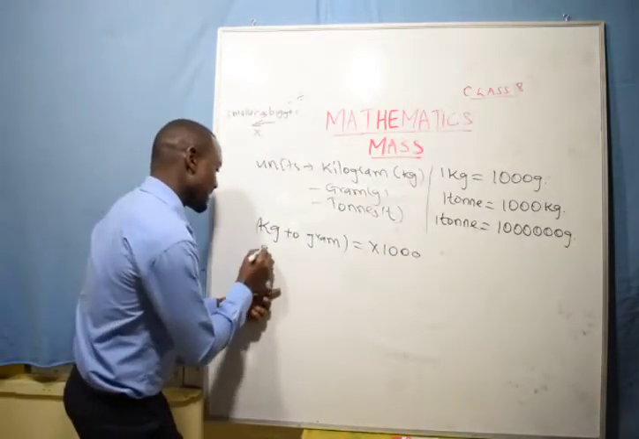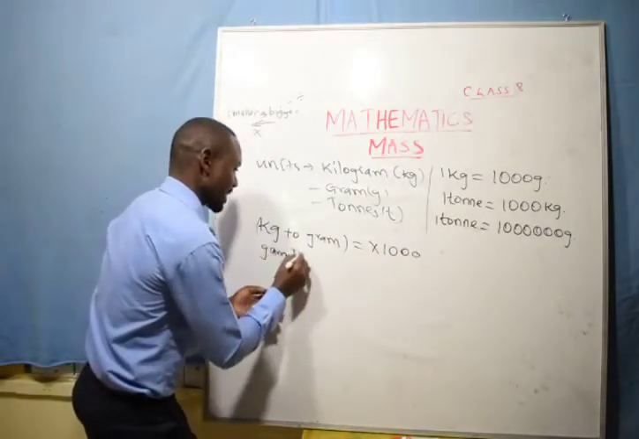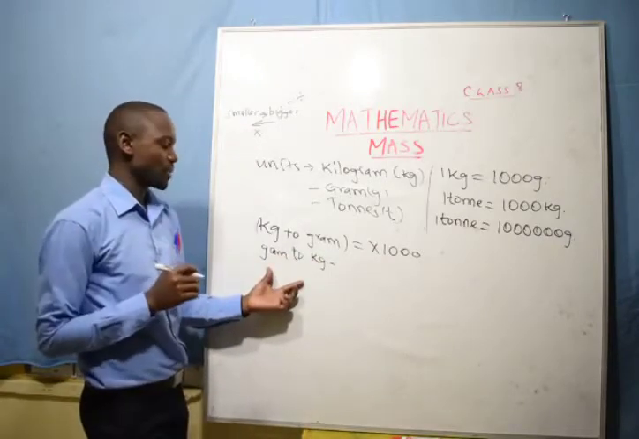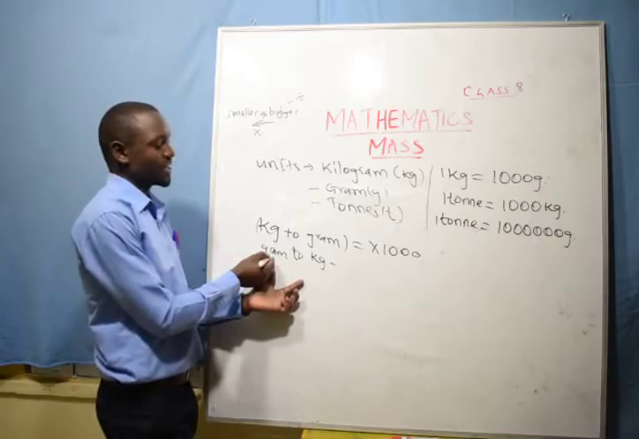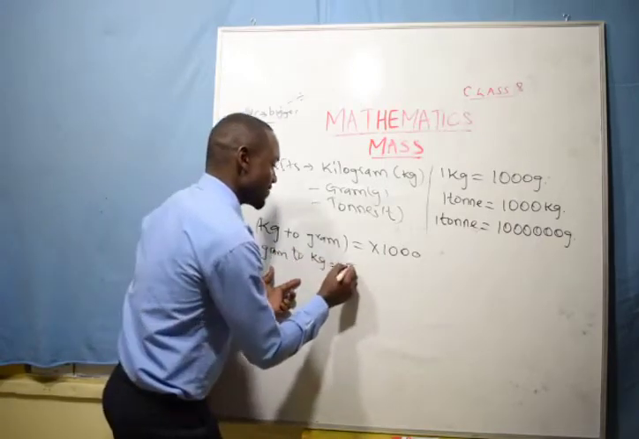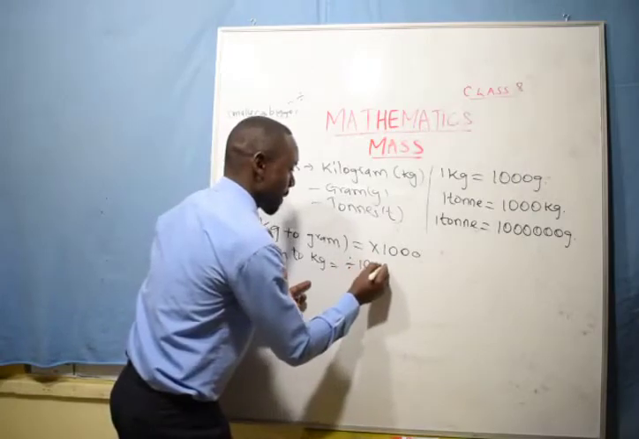Similarly, when converting grams to kilograms, we are converting from a smaller unit to a larger unit. Small to large, we divide by 1,000.